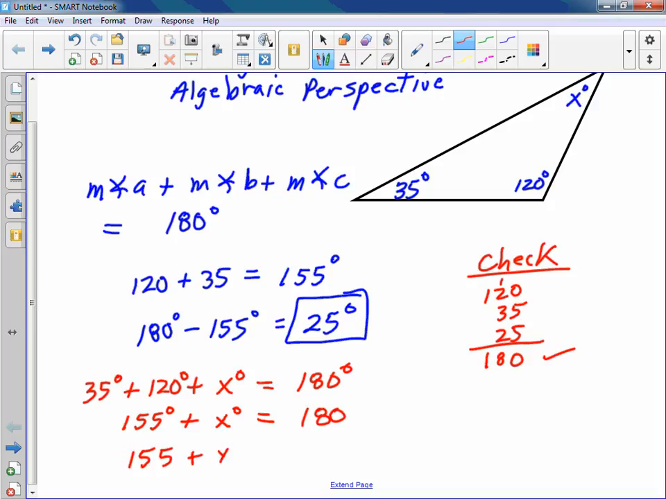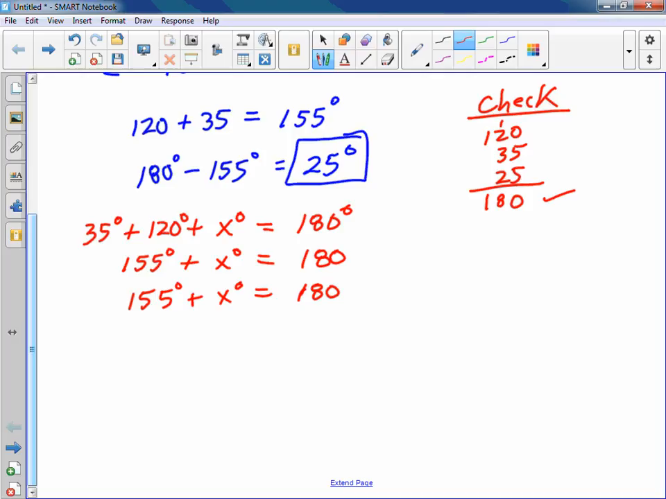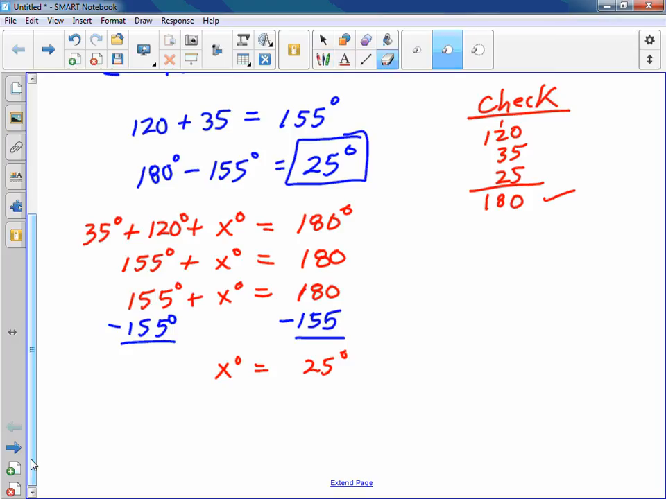If we wanted to solve for x, now it's starting to look like the algebra that you've been doing lately. You simply subtract 155 degrees from both sides, of course. And what's left is x degrees equals 25 degrees. So x equals 25 degrees. Not bad at all.